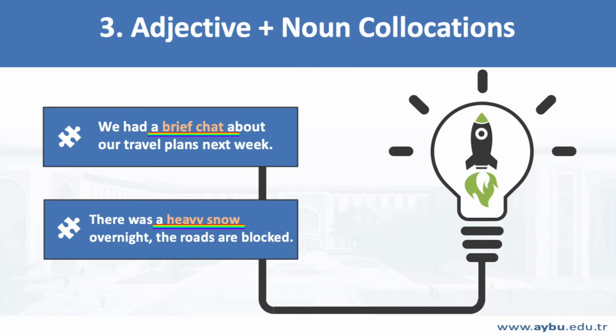I think it is the most common form of collocations. There are thousands of examples for this. If you had a brief chat, that means it lasts short. Heavy snow is used to define a large amount of snow.